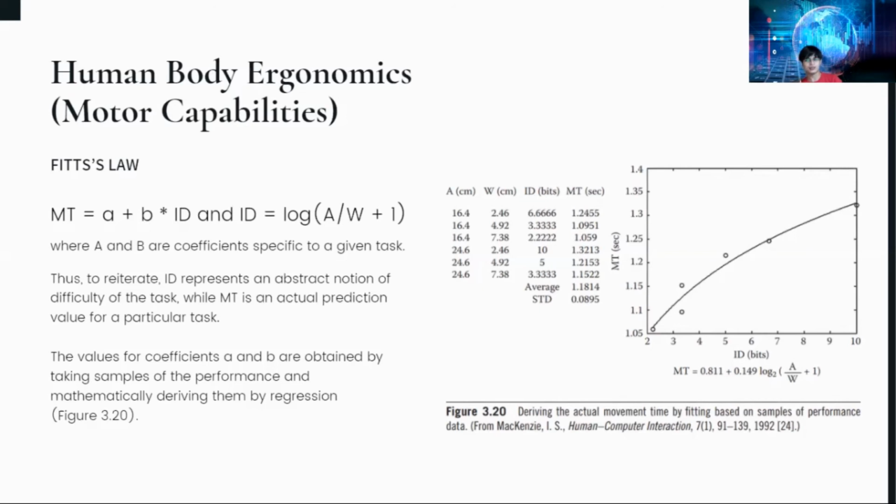Okay? So the values for coefficients A and B are obtained by taking samples of the performance and mathematically deriving them by regression. This is the sample illustration, guys. Deriving the actual movement time by fitting based on samples performance data. So again, in HCI, these are the principles that are used in order for us to understand how they were made. So they use principles like these.